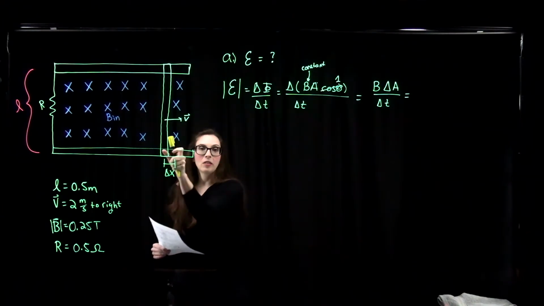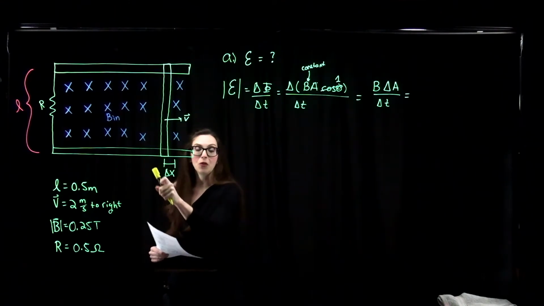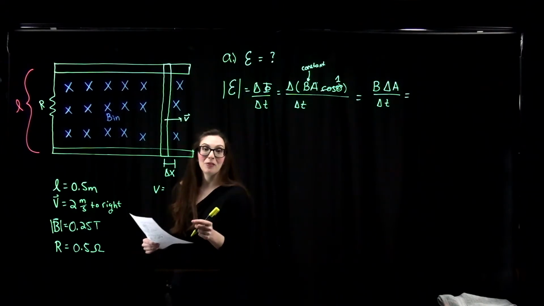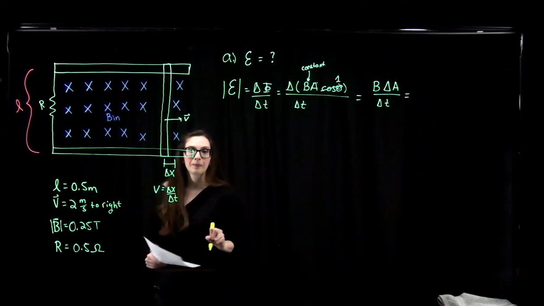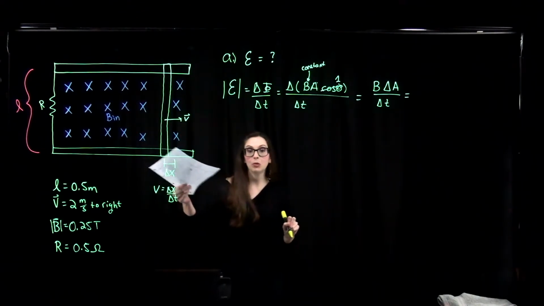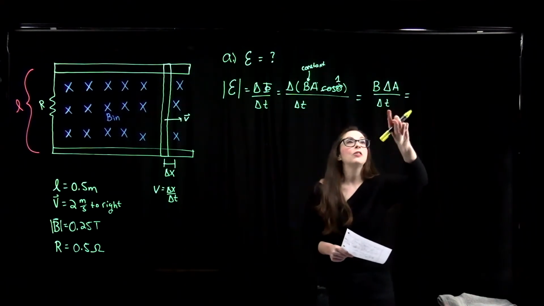But let's imagine that I'm moving this rod. As I move it, I'm going to move it some increment delta x. So remember, maybe from last semester, that V is equal to delta x over delta t, the speed at which I'm moving my bar here. So B delta A over delta t.